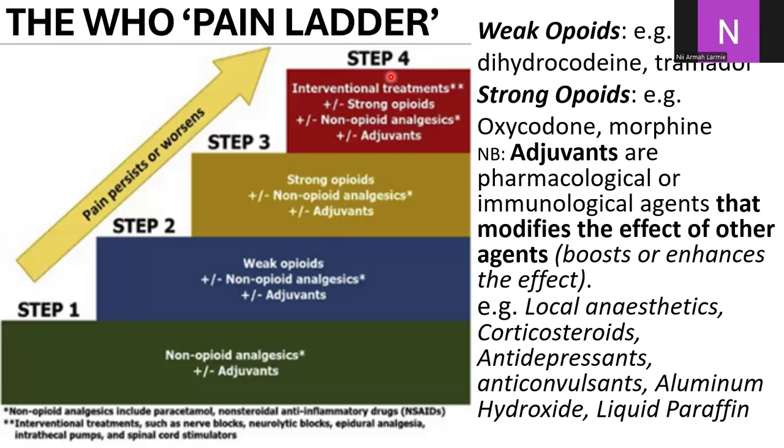Interventional treatment means you are going to use a local anesthetic agent. In other words, you're going to do a nerve block, or you are going to do a neurolytic block by using an analgesic, an anesthesia, to block a nerve that leads to where the pain is coming from. You can do an epidural analgesia, spinal analgesia. All of these are means by which you are trying to reduce the pain. Now, these are interventional treatment.